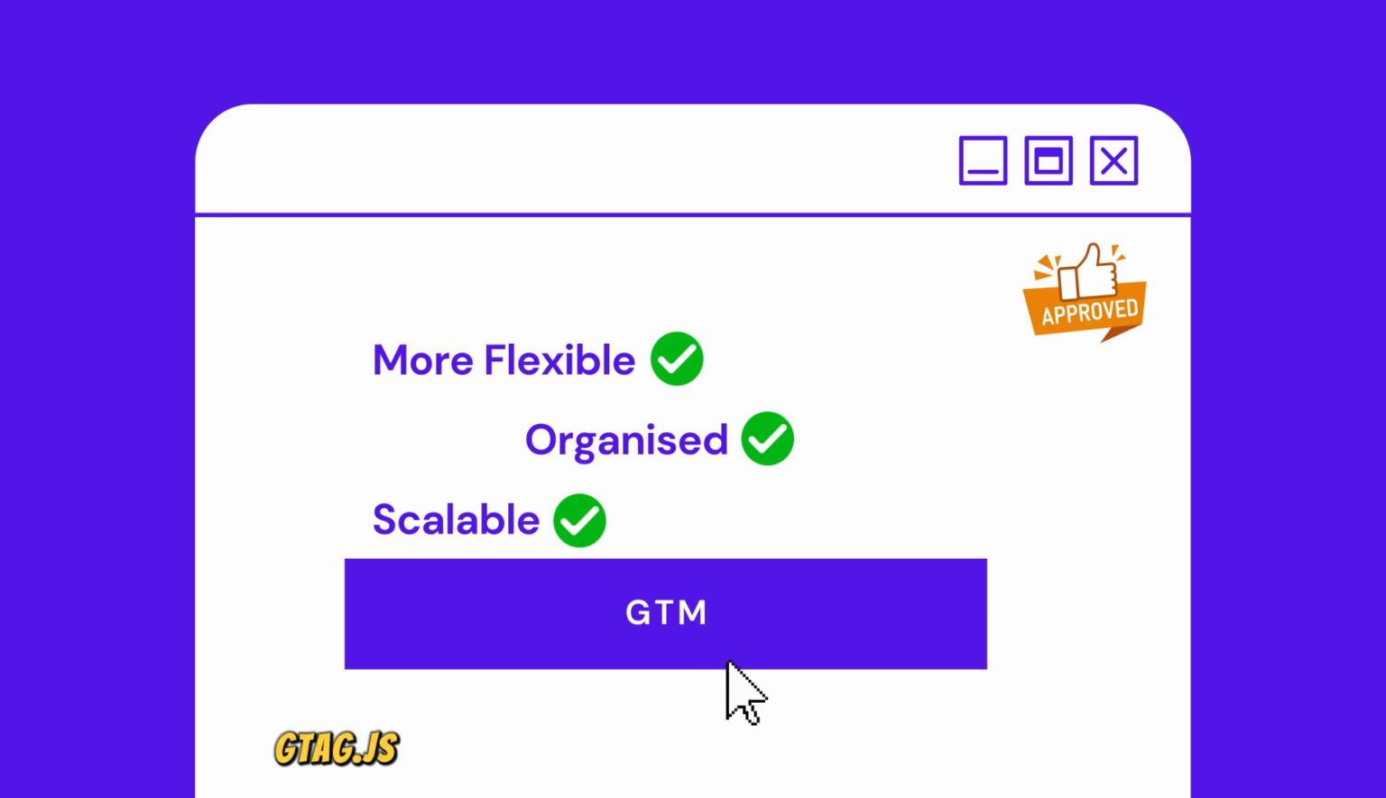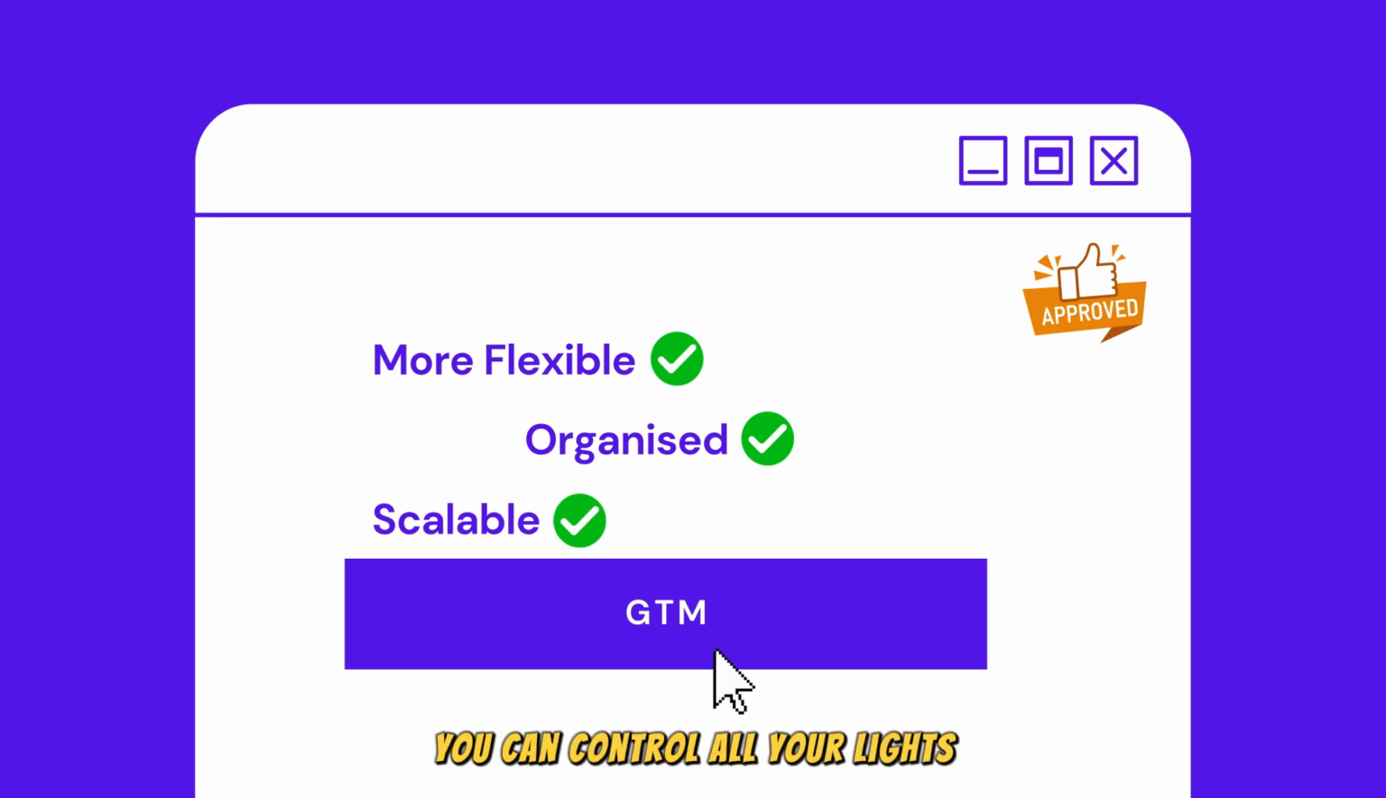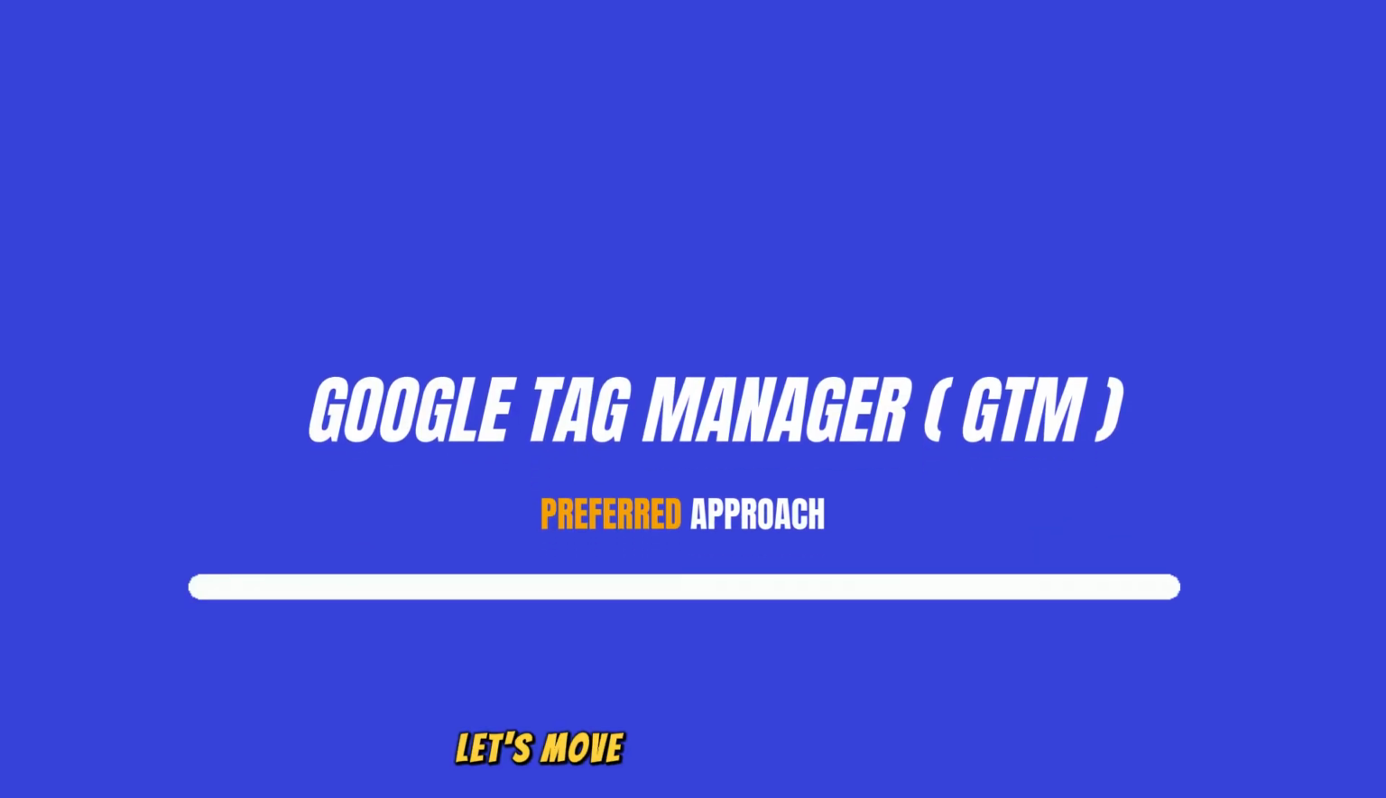Think of gtag.js as manually wiring each light in your home individually. GTM is like installing a central control panel. You can control all your lights, which are the tracking codes in this instance, from one place with minimal effort. Now that you understand why GTM is the preferred approach, let's move on to setting it up.